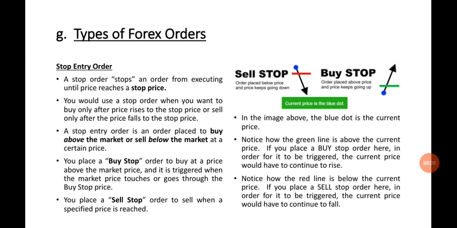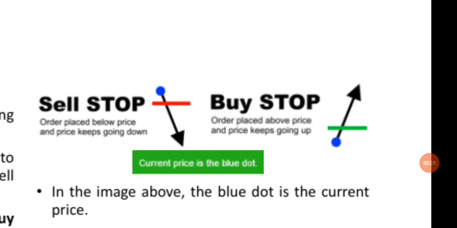You place a buy stop order to buy at a price above the market price, and it is triggered when the market price touches or goes through the stop price. You place a sell stop order to sell when a specified price is reached. So here is your schematic of how it looks. You can see your sell stop. The price was moving down, but you don't sell at the current market price. You set a lower price, and when the price drops to that price, it will be triggered and the order will be executed for you.